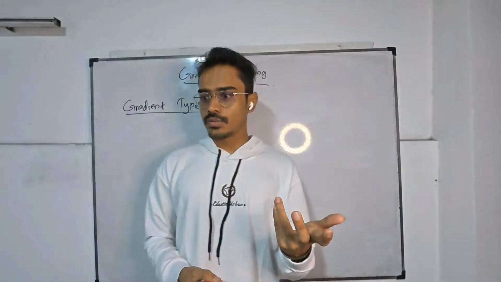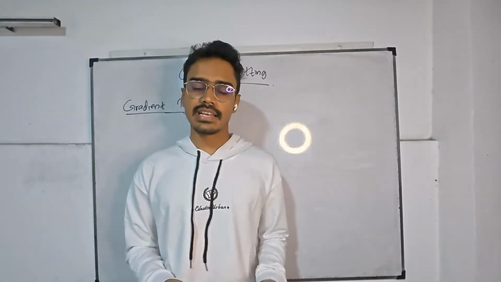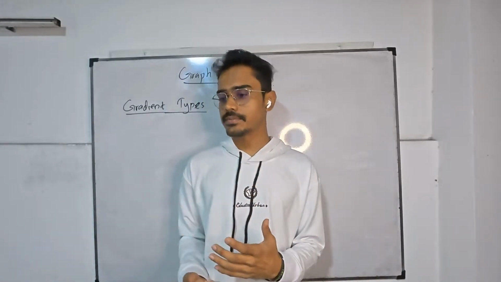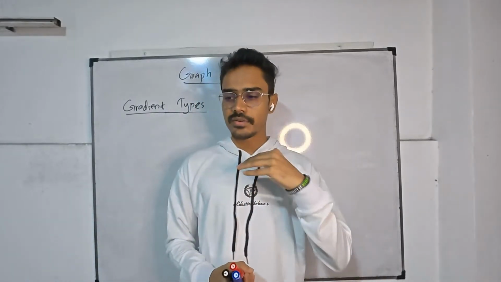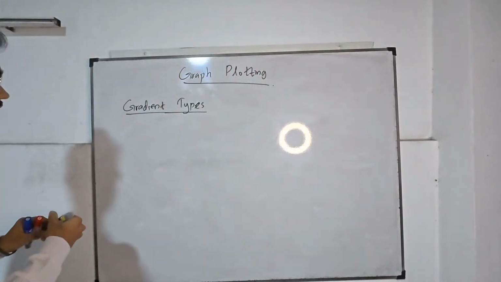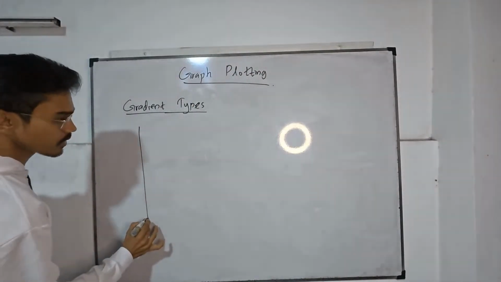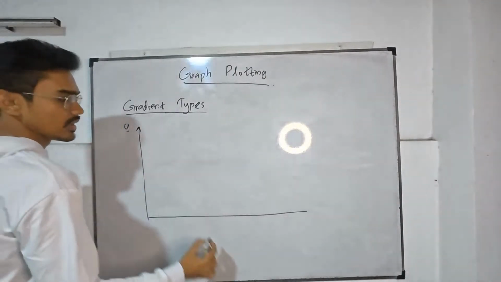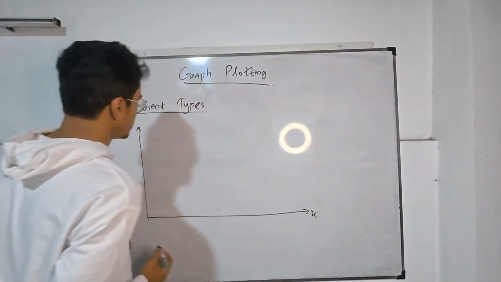In linear motion we have already discussed this for the 26 and 27 batch, so you know about gradient and gradient types already. Now since we are starting from scratch, I'm recalling everything again. Gradient types. Look at the board again. Y and X.